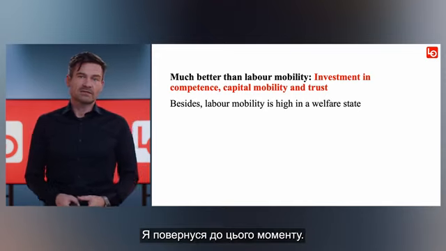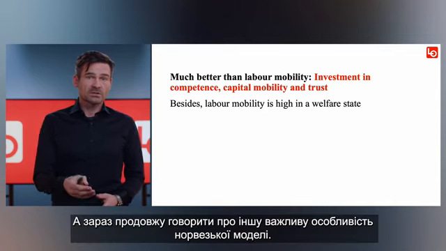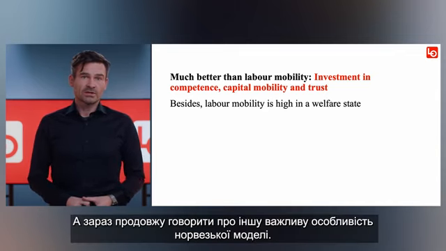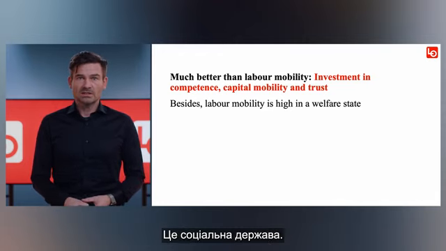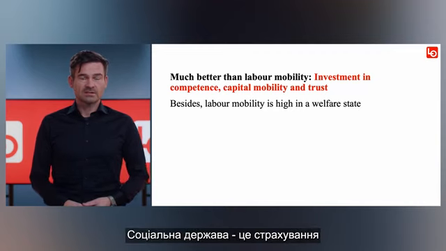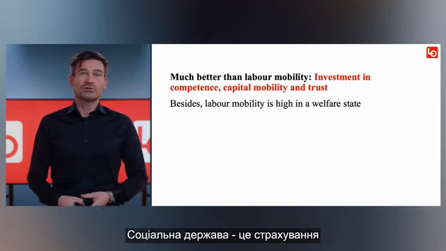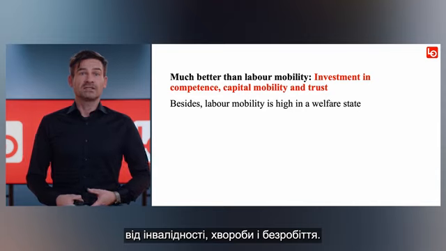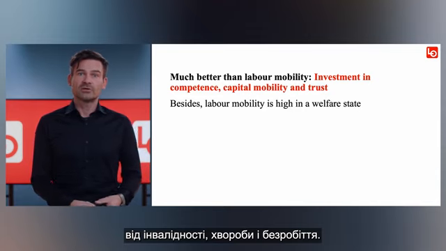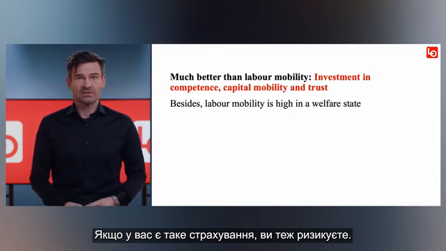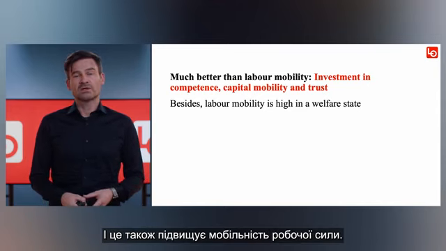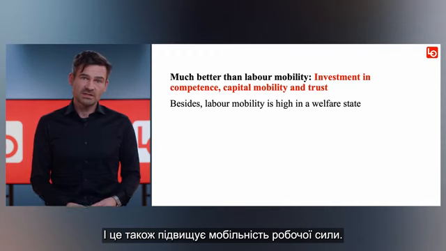I'll come back to that. And I'll also come back to another important feature of the Nordic model, or the Norwegian model. It's the welfare state. The welfare state is insurance for disability, sickness, and unemployment. And if you have that insurance, you also take risk, and it also enhances labor mobility.